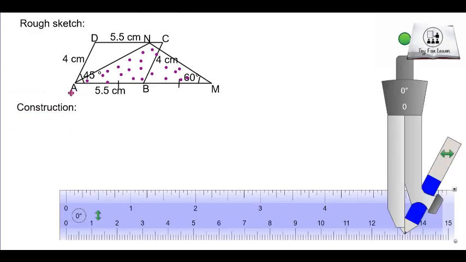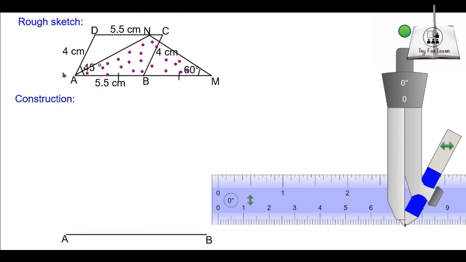First of all, here we have to draw base AB whose length is 5.5 cm. So let's draw that 5.5 cm. By using a scale, here you see 5.5. Yes, this is exactly 5.5 cm, where the name of the line segment is AB. So let's write here A and here B. From that rough sketch, you may see at vertex A there is a 45 degree angle. So here at A, we have to draw an angle of 45 degrees.